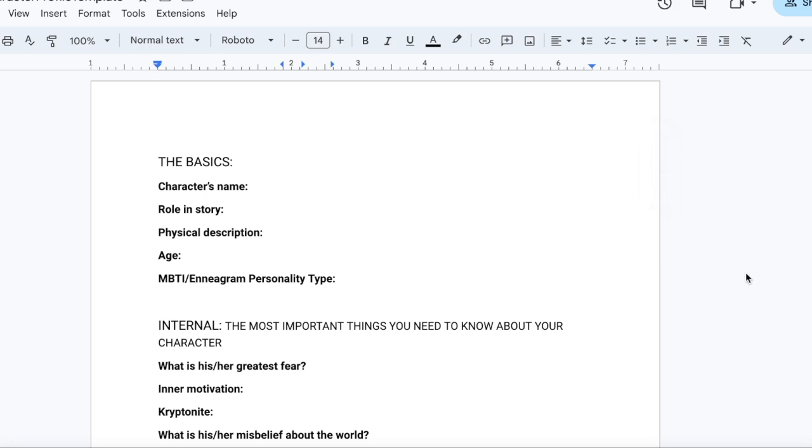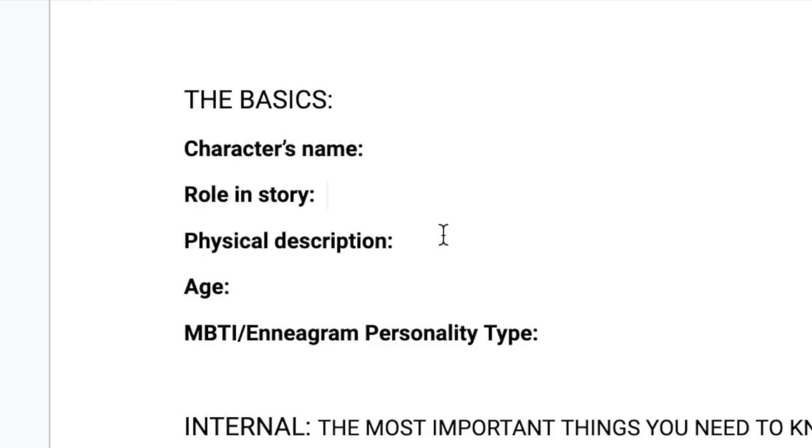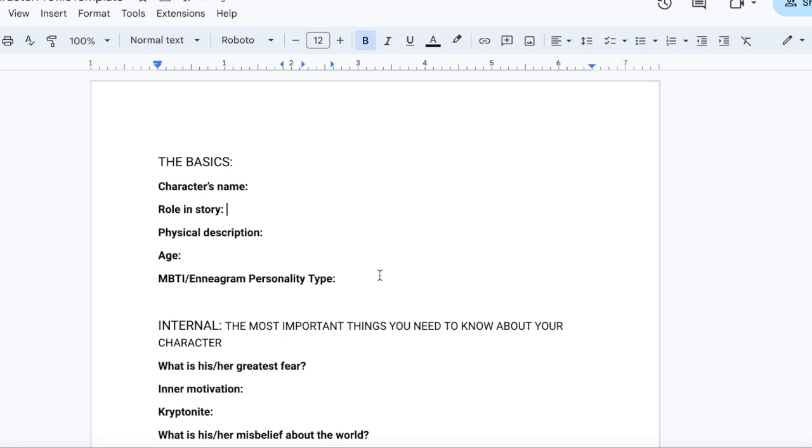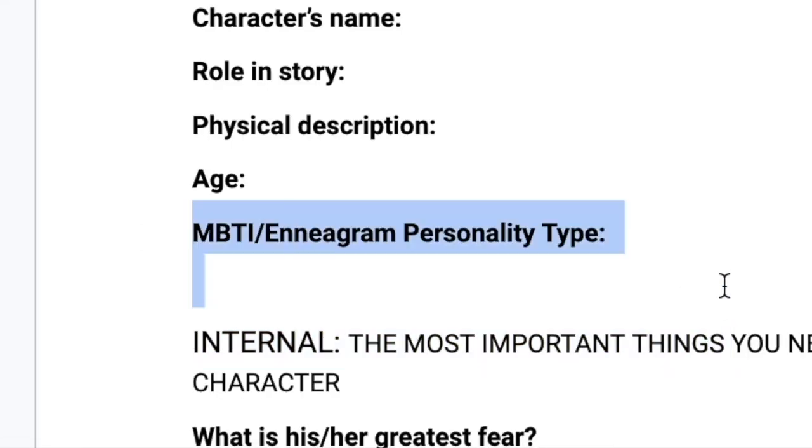It goes really in depth, and so here is the basics: the character's name, their role in the story, which at this point I kind of don't remember what that was supposed to mean, but I think it meant like protagonist, antagonist kind of thing. If they have any other specific role or importance in the story. Their physical description, age, and then MBTI type or Enneagram personality type.